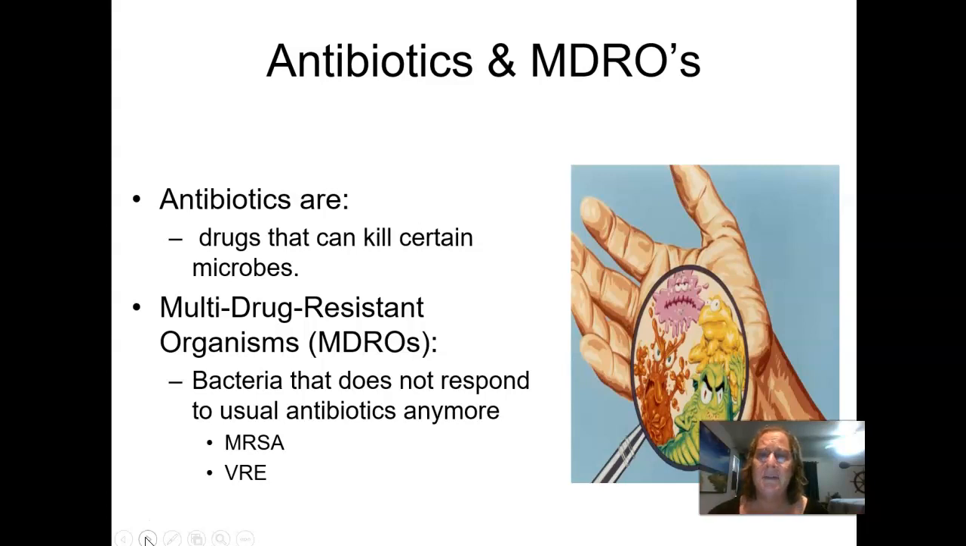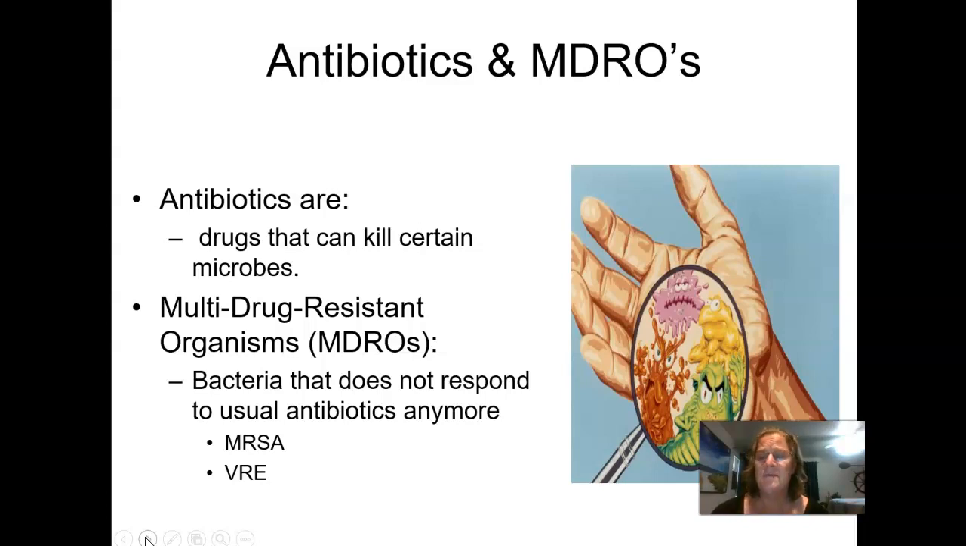But what we're seeing nowadays are what we call MDROs, multi-drug resistant organisms. And those are bacteria that don't respond anymore to antibiotics. An example of that is MRSA, which is methicillin-resistant Staphylococcus aureus. Staph aureus is everywhere. It's very prevalent in the community. It used to be that if it did start a bad infection in you, typical antibiotics would take care of it right away. But now what we're finding is our antibiotics aren't working anymore for a lot of these organisms.